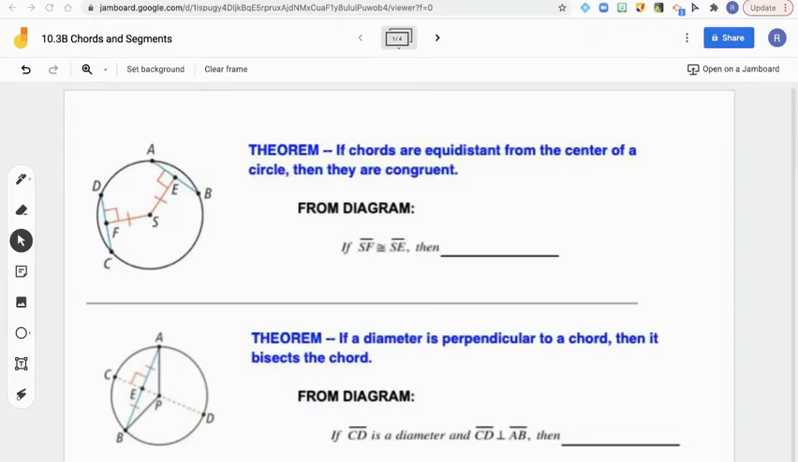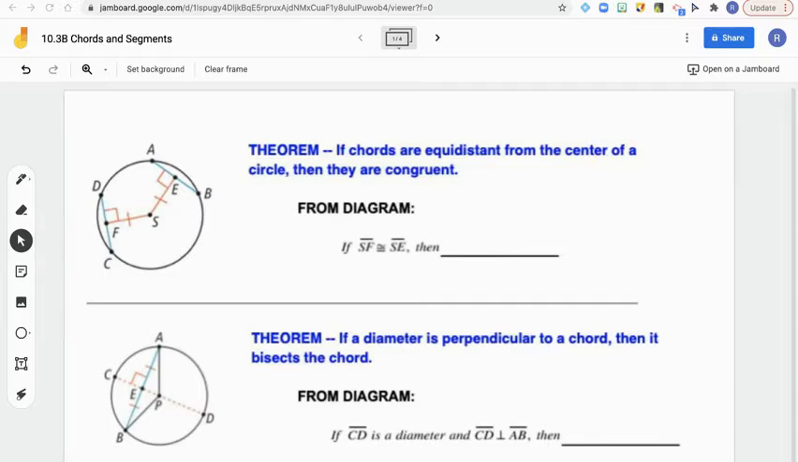What we need to look at next with chords is some properties dealing with chords and segments. The last one was looking at chords and angles, and this one is chords and segments, so other lines within the circle. Again, these two theorems are on your student note sheet if you're using that. Otherwise, make sure you do get them written down in your notes. These theorems are really important.